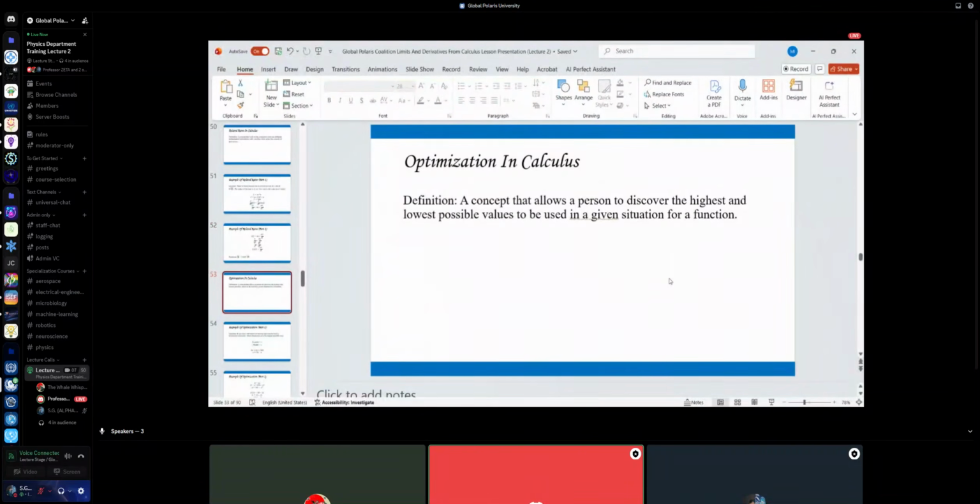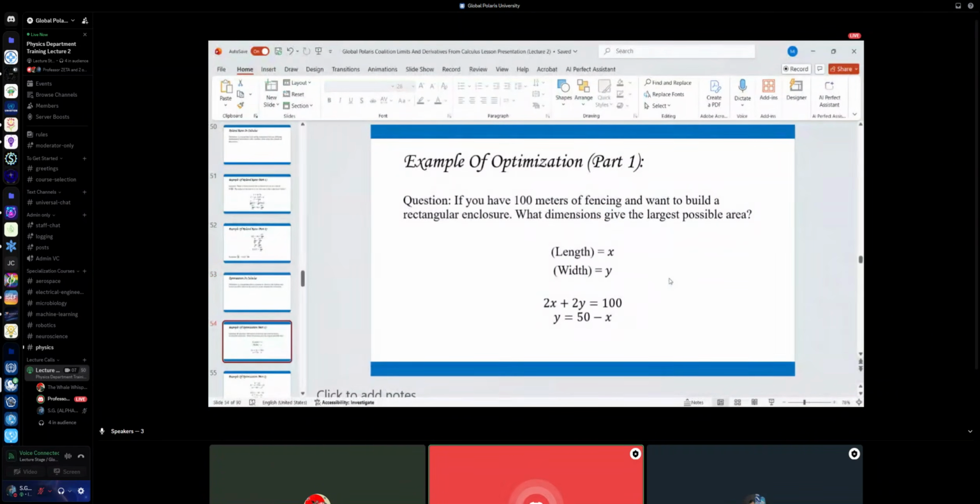Now optimization, which is a little bit harder, is basically looking at how we can get the highest and lowest possible values. Think of it like business, for example. How can we get the highest values? What makes us get the lowest profit, and so on? That's optimization. An example: let's say you had 100 meters of fencing and want to build a rectangular enclosure. What dimensions give the largest possible area? As I said, this is one of the harder topics that needs practice.